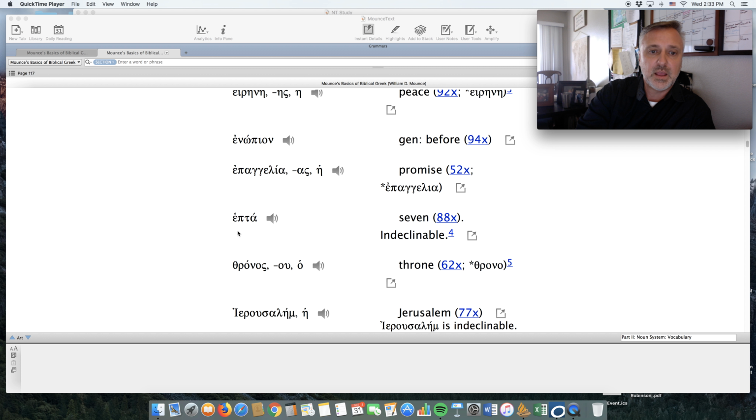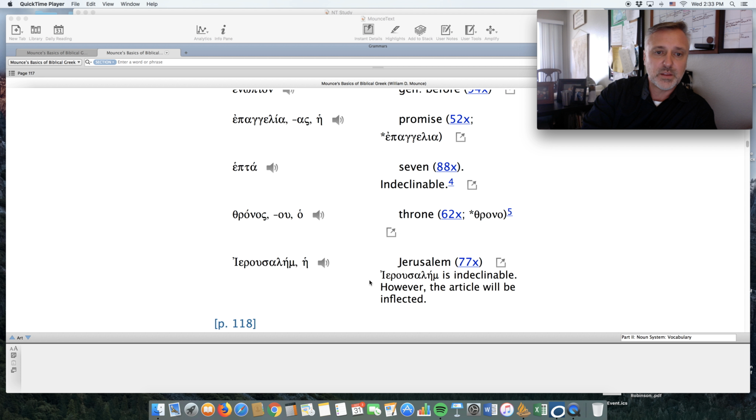All right. Hepta, meaning seven. Hepta is in here probably entirely because of Johannine literature. You've got the seven churches of Revelation. You've got the seven signs of John. You've got the seven bowls, the seven trumpets, the seven seals. So seven is one of John's favorite numbers. All right, let's keep going.